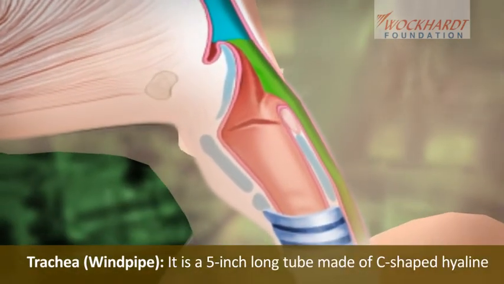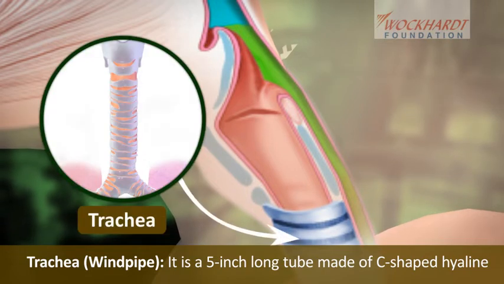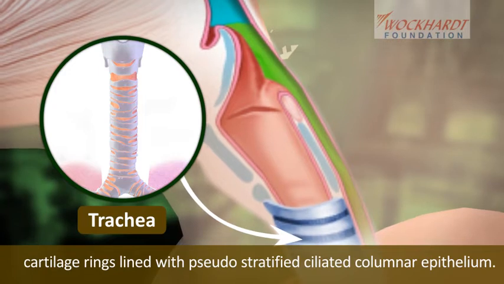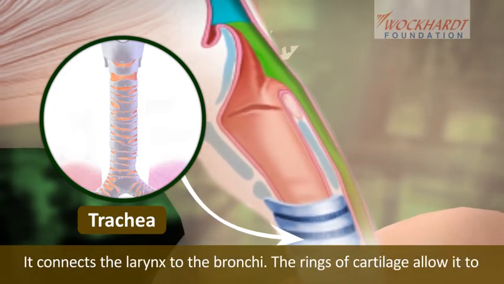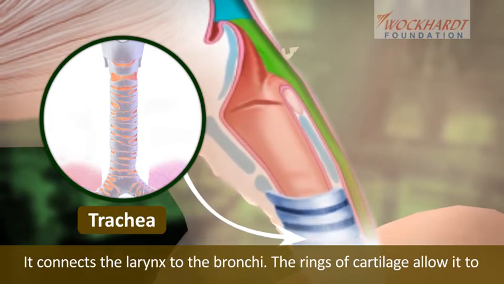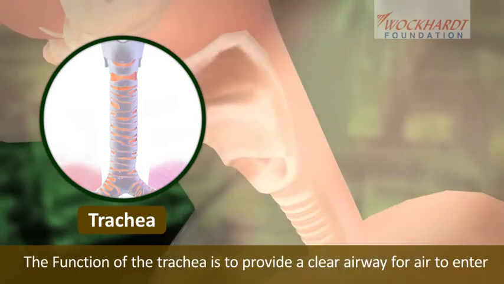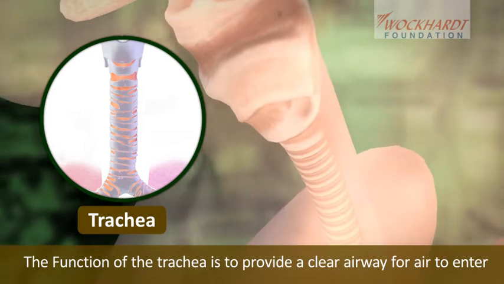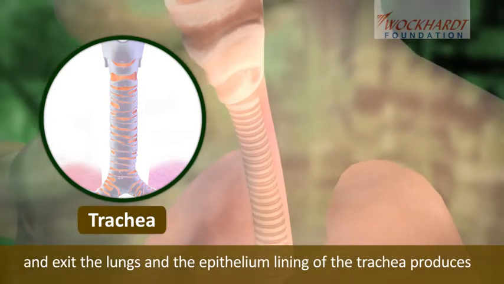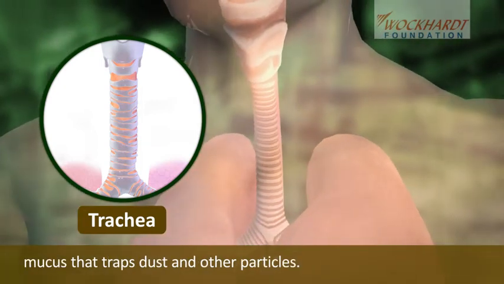Trachea, windpipe. It is a 5-inch long tube made of C-shaped hyaline cartilage rings lined with pseudostratified ciliated columnar epithelium. It connects the larynx to the bronchi. The rings of cartilage allow it to remain open to air at all times. The function of the trachea is to provide a clear airway for air to enter and exit the lungs, and the epithelium lining of the trachea produces mucus that traps dust and other particles.